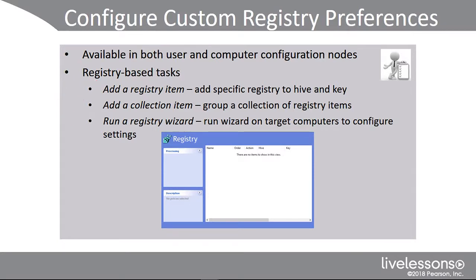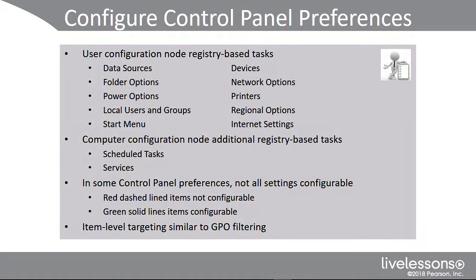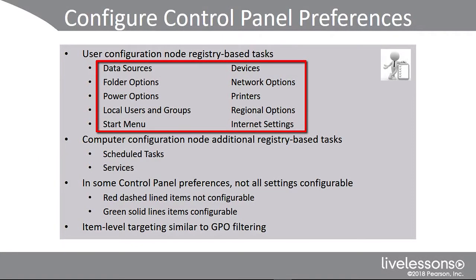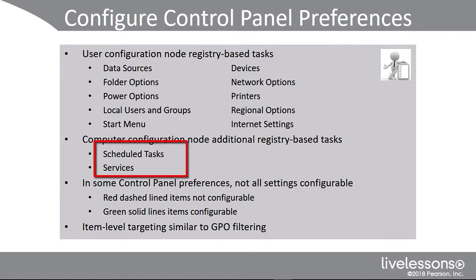When we're working with control panel settings, because I said we have a ton of options within there, the registry-based tasks associated with the user configuration node are shown here. We have our data sources, folder options, power options, local users and groups, start menu, devices, network options, printers, regional options, and internet settings. And those are all available from within the user configuration node. When I go into the computer configuration node, I'm also going to have the scheduled tasks and services options. You're going to notice as we work through these control panel preferences, not all of those settings are configurable.